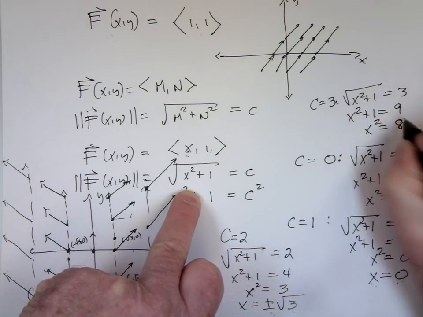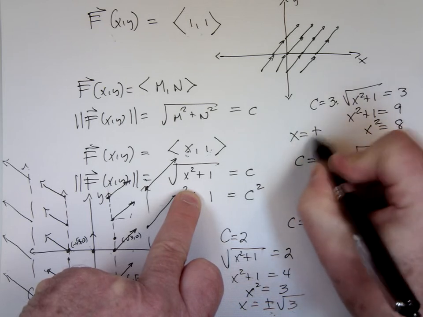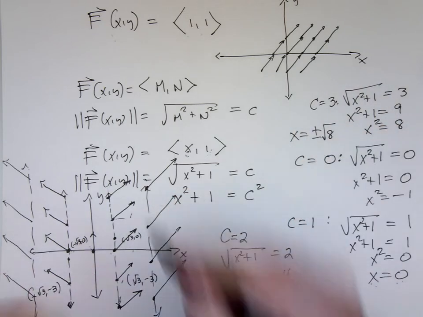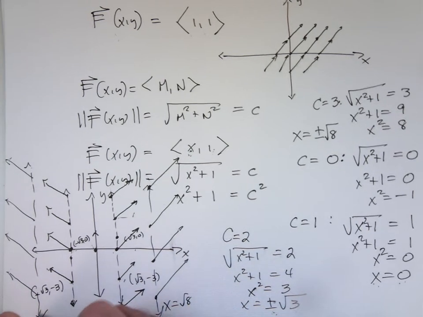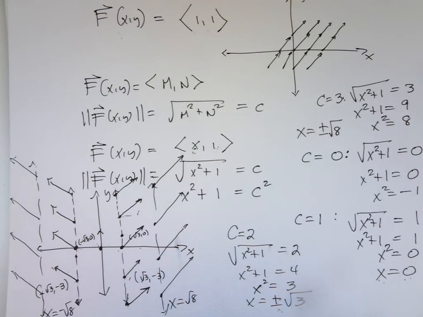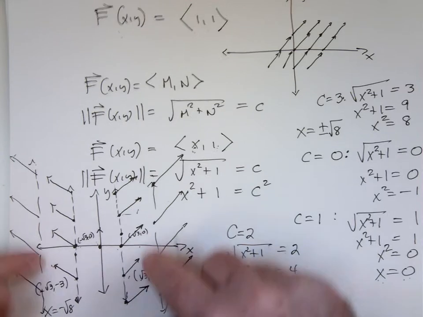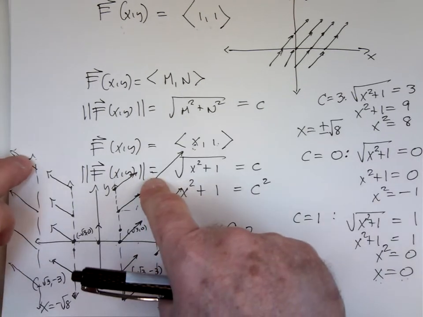So x is equal to plus or minus the square root of 8. That's what this line is: x equals the square root of 8. This is x equals a negative square root of 8. Every point on these lines has a vector whose length is 3.